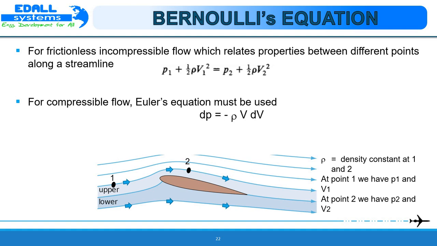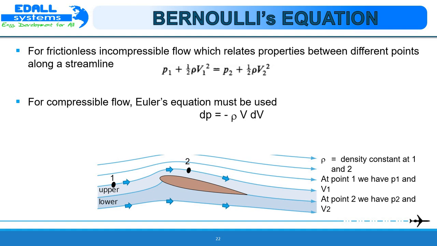Bernoulli's equation is one of the most fundamental equations in fluid mechanics. The equations we use for compressible and incompressible flow hold only for inviscid, that is frictionless, flow. The equations, where rho is constant and variable, relate properties between different points along the streamline. For compressible flow, the equation dP is equal to minus rho V dV must be used with rho treated as a variable. Bernoulli's equation must not be used for compressible flow.